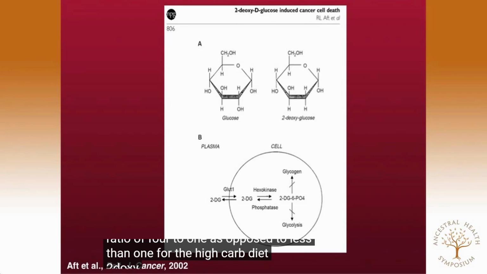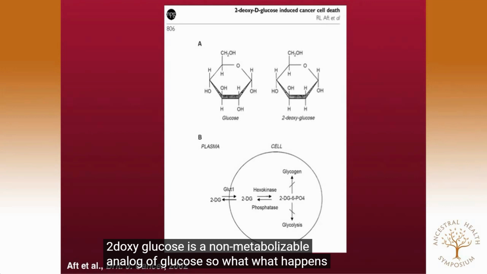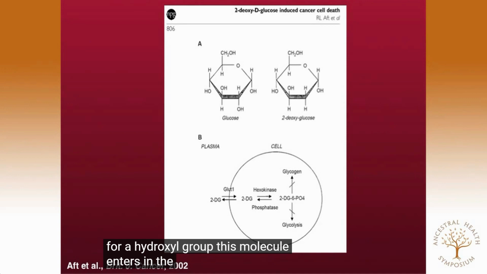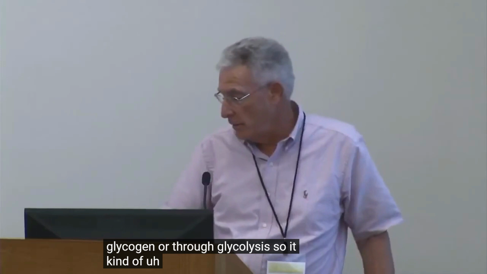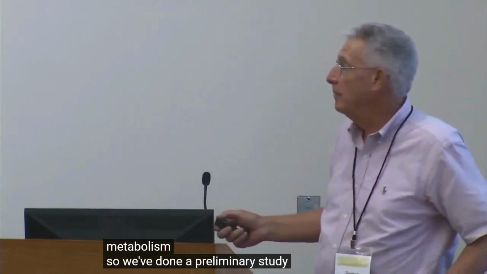2-deoxyglucose is a non-metabolizable analog of glucose. So what happens is a substitution here of hydrogen for a hydroxyl group. This molecule enters into the cells. In fact, it's like fluorodeoxyglucose. It can go into the cells, but it cannot be used for metabolism through glycogen to make glycogen or through glycolysis. So it kind of inhibits the energy metabolism. So we've done a preliminary study in mice.